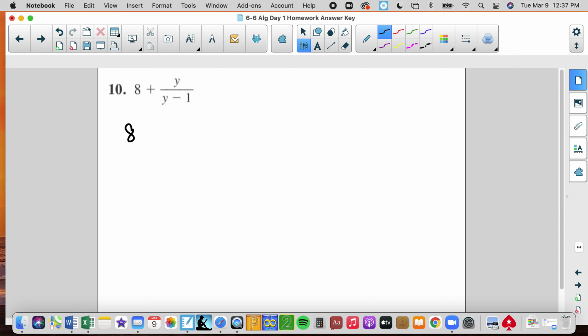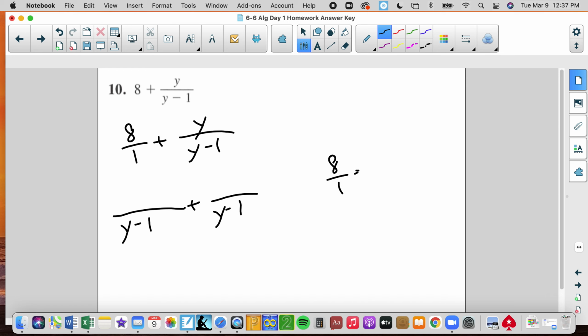We have 8 over 1 plus y over y minus 1. Common denominator is going to be y minus 1. So I have to find an equivalency. So what do I multiply 1 by to get y minus 1? I multiply it by y minus 1.